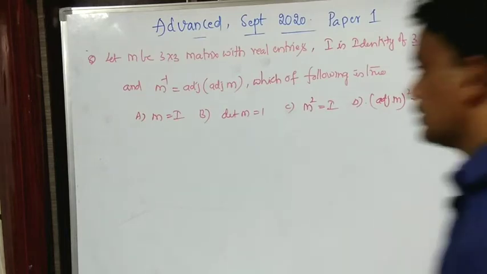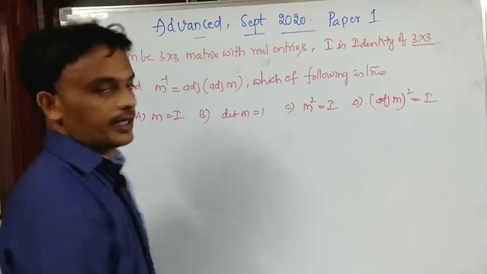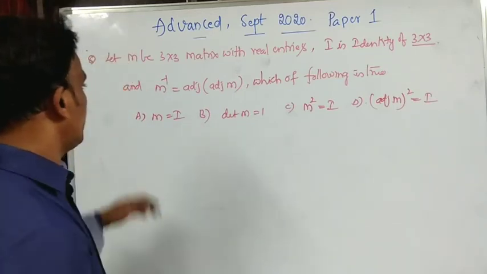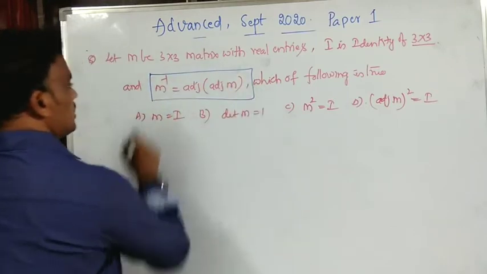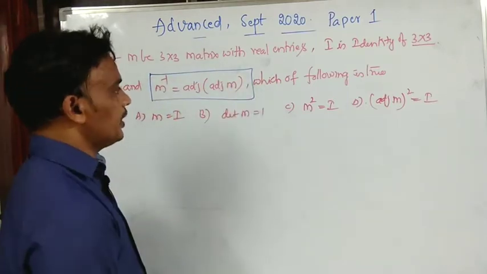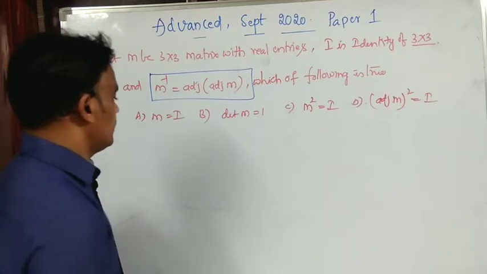Coming to the next question. Let M be any 3 by 3 matrix with real entries, and I the identity matrix of 3 by 3, defined like this. M inverse equals adjoint of adjoint M, and which of the following is true? Taking the 4 options.